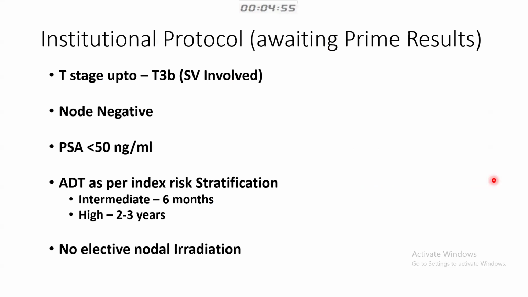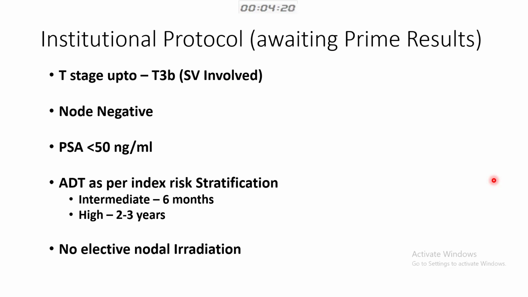Now, coming to our institutional protocol. So here we consider SBRT for patients up to stage T3B; primary T3B, we may consider. We don't take node positive patients as yet. We consider node negative patients, mostly staged with PSMA PET. An MP-MRI for these patients is also essential, either for diagnostic purposes or at least for planning purposes.